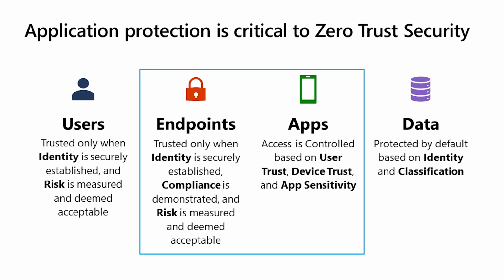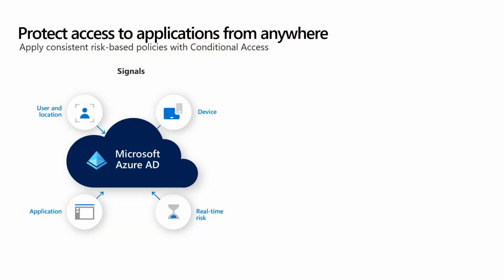So what we want to make sure of, for the sake of this session, is that our endpoints and our applications have those security protocols and enforcement in place so that we know those users are who they say they are and that those devices are healthy and apt. On this next slide, you're going to see a nice little diagram of how we protect access to applications from anywhere using conditional access.